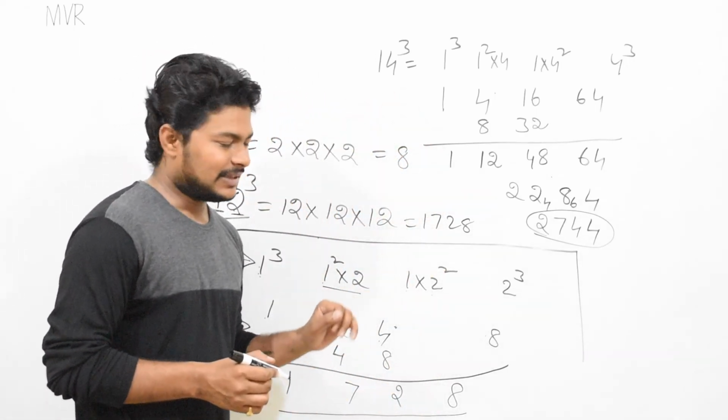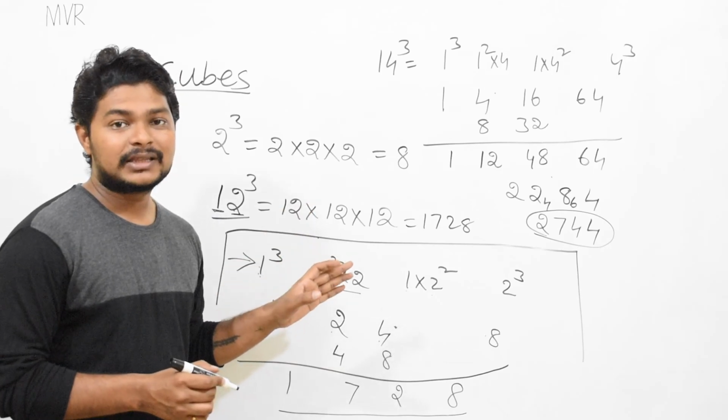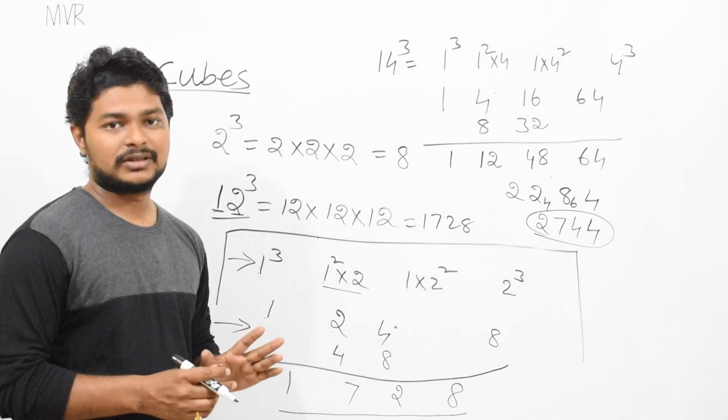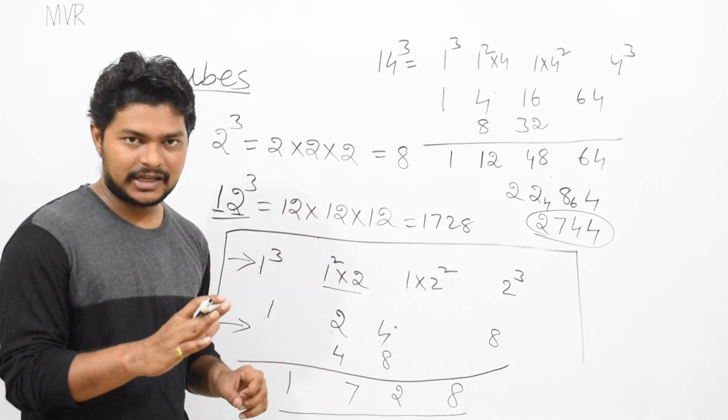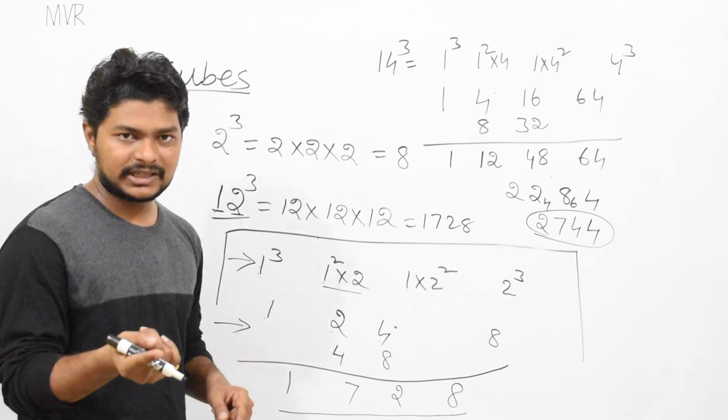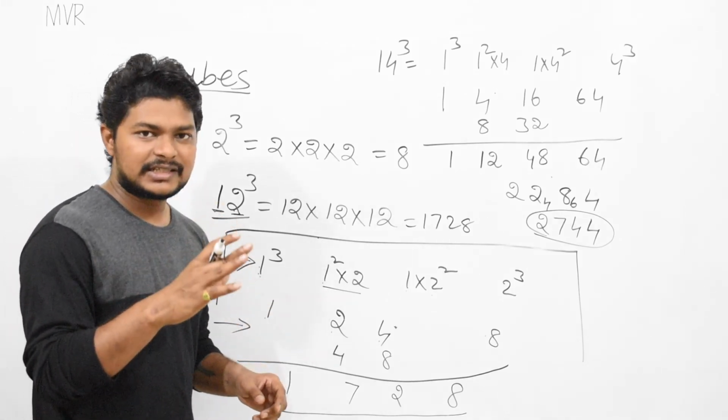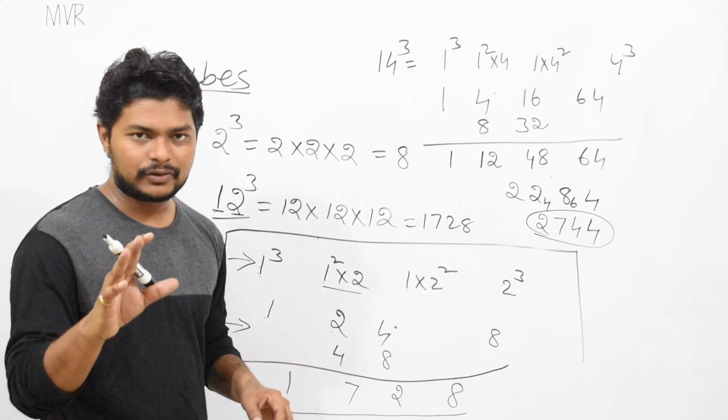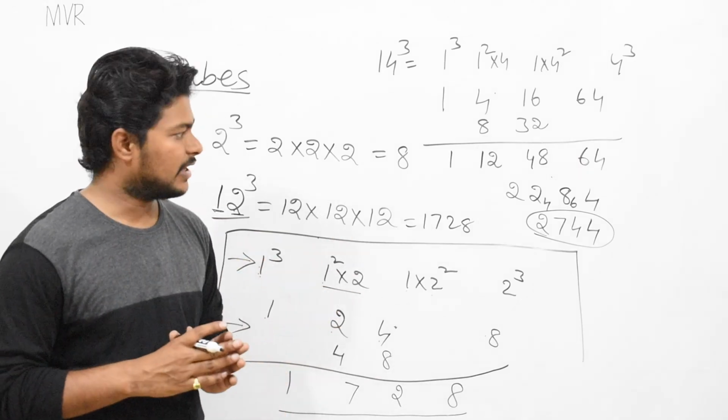Easy, right? This is one kind of method in solving the cubes, that is finding the cube in Vedic mathematics. There will be one more method. Maybe after listening to that method, you can figure out which method is easy or which method is difficult. Now we are finding the cube of 27.